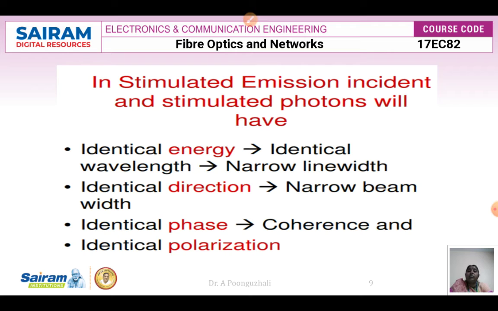So in stimulated emission, the incident and the stimulated photons will have identical energy. That means identical wavelength, and that gives a narrow line width. Next, an identical direction, so a narrow beam width is possible. Next is identical phase, which means coherent radiation, and an identical polarization.